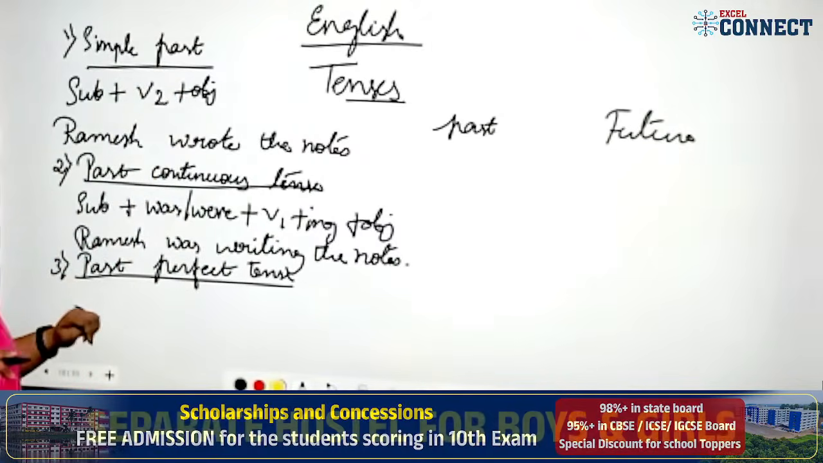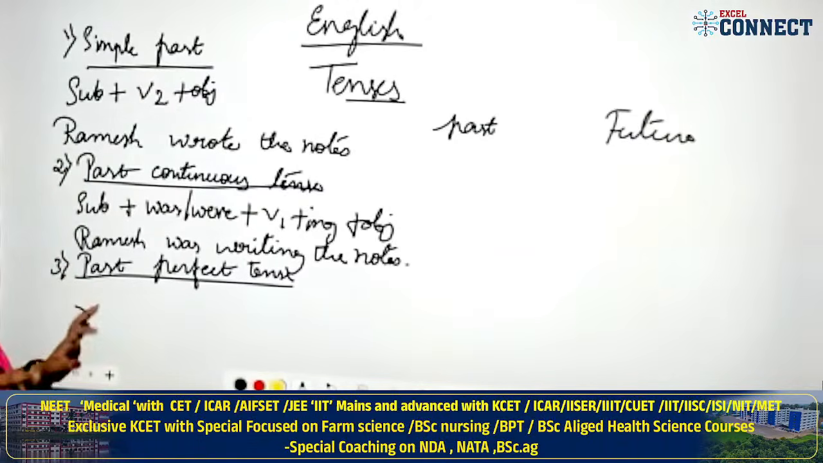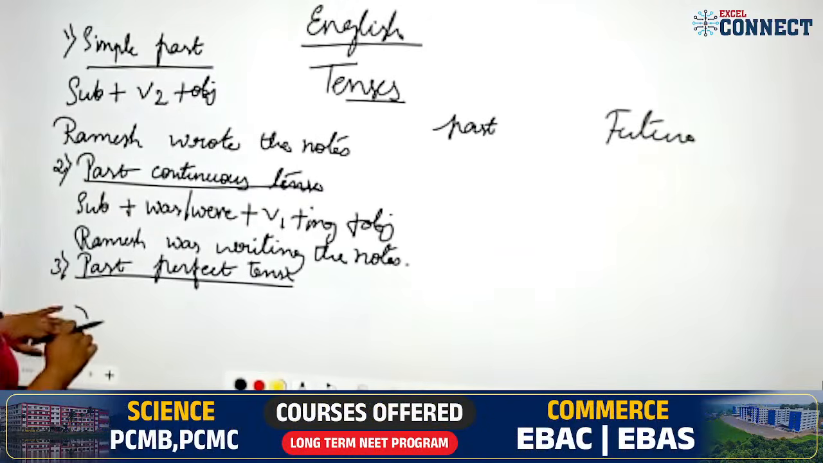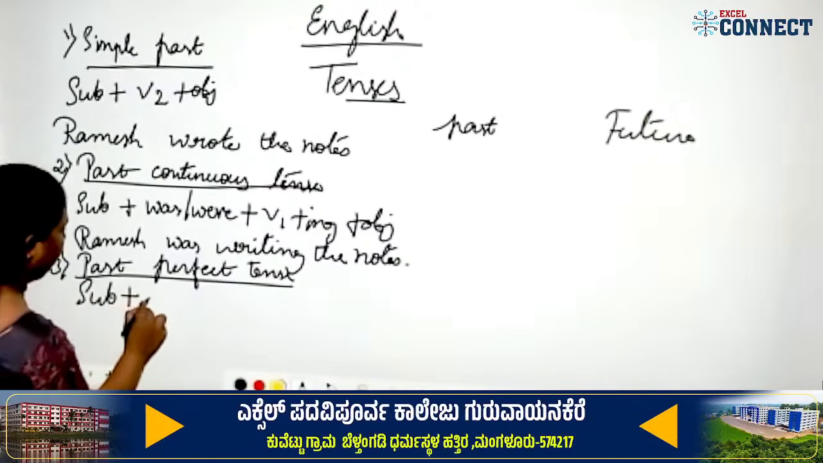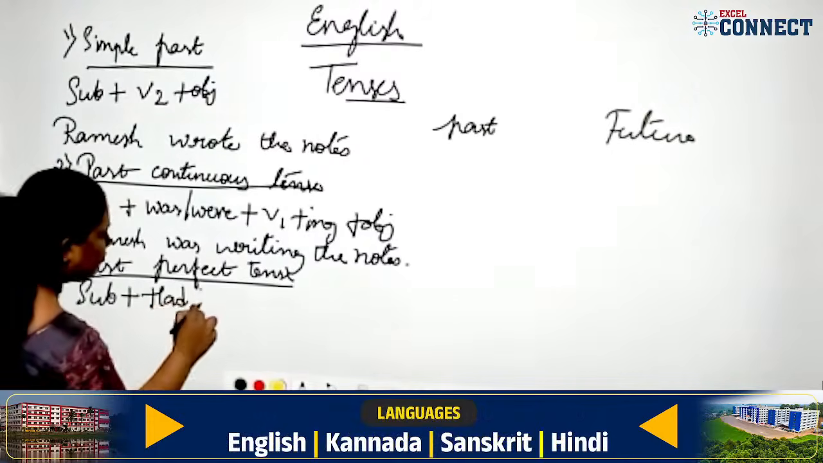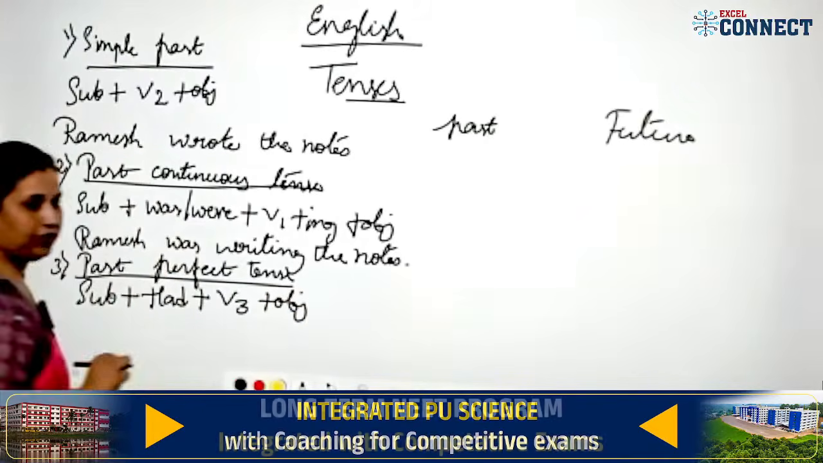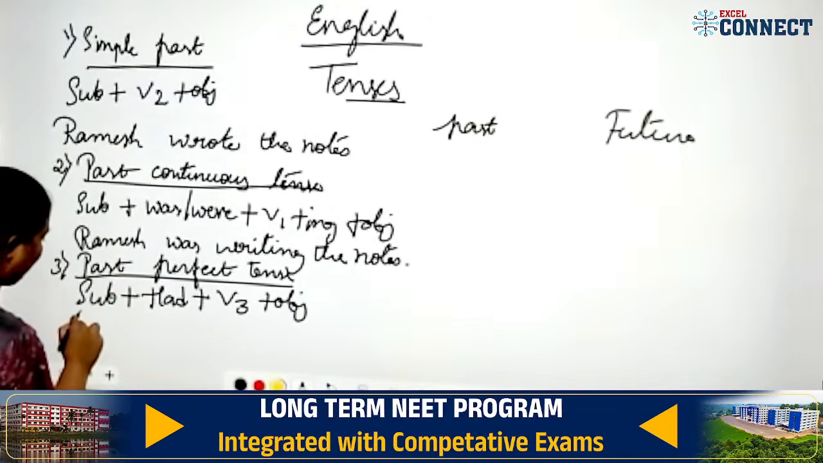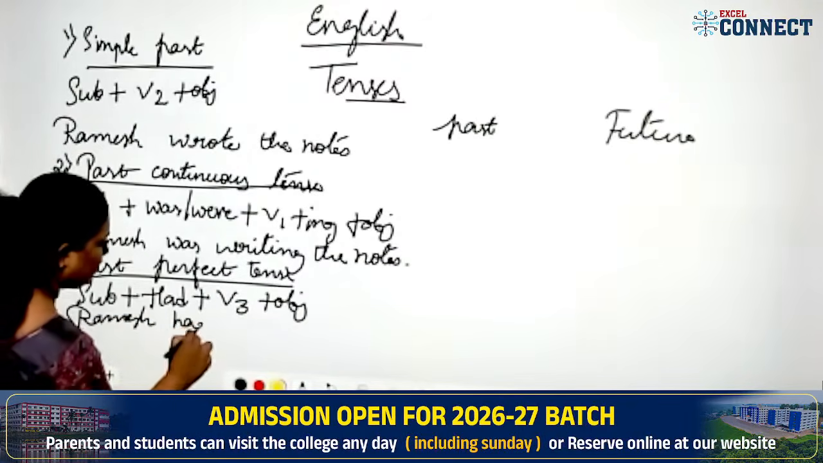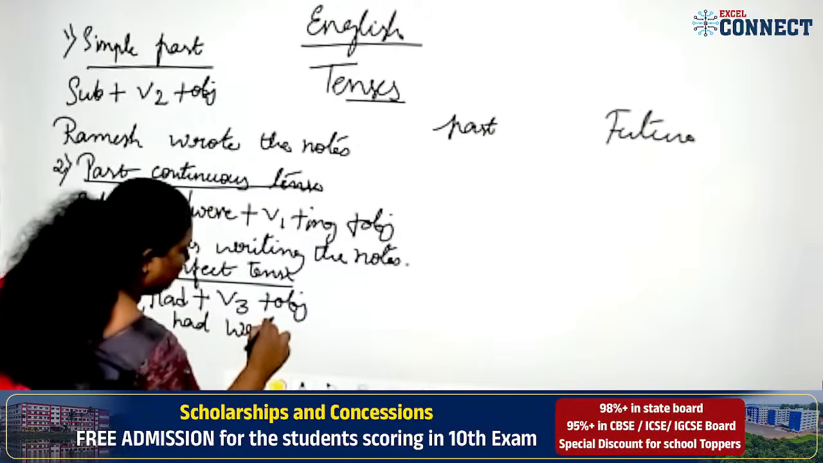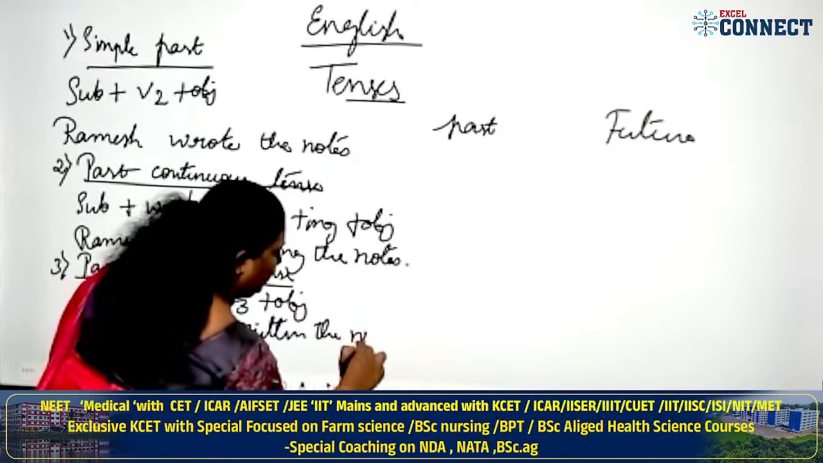So again, past perfect, the action has already started in the past and the action was completed in the past. So subject plus had plus V3 plus object. So again we'll go to Ramesh. Ramesh had written the notes.